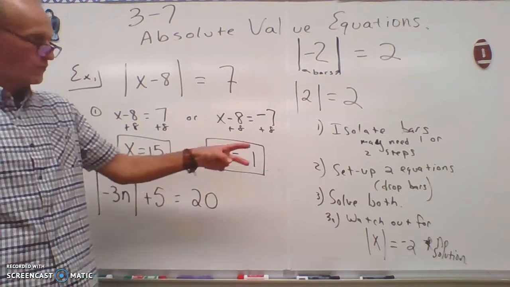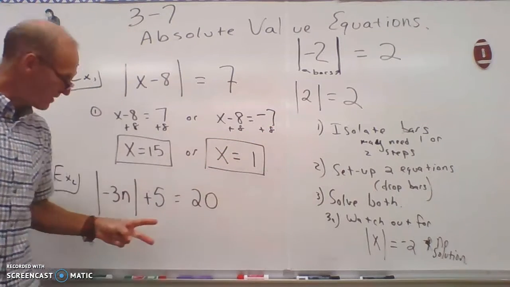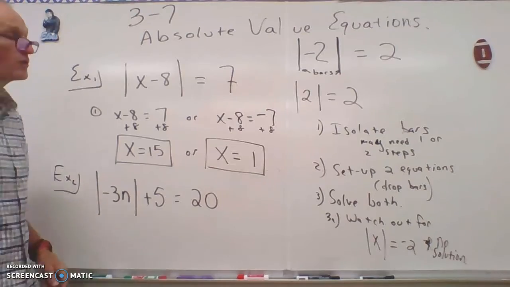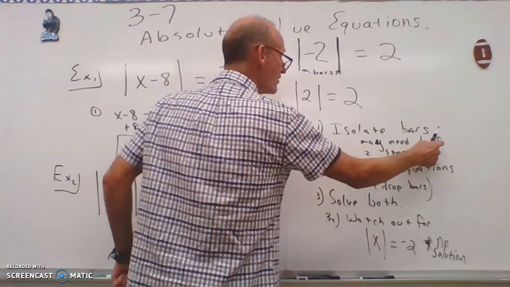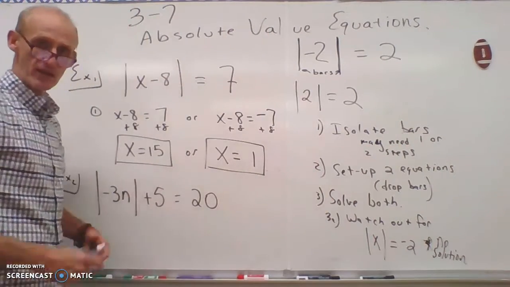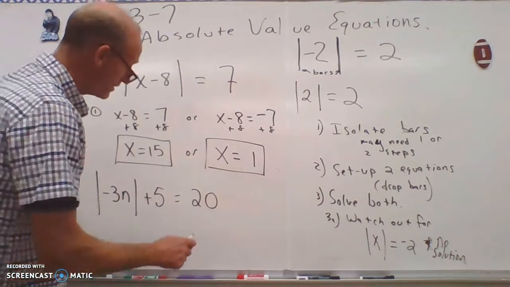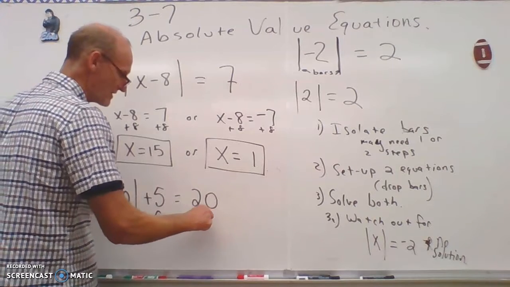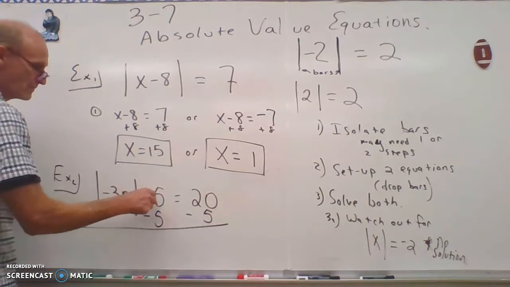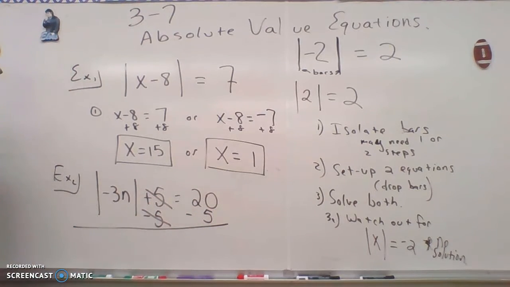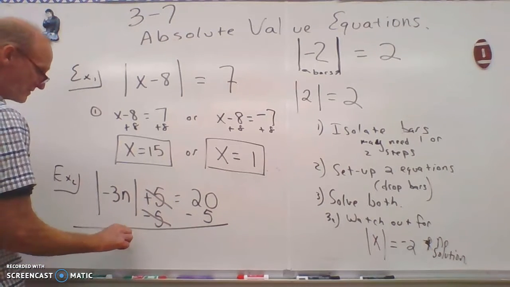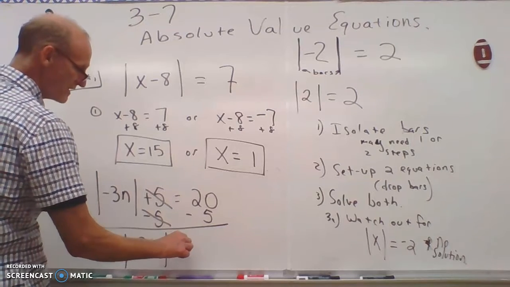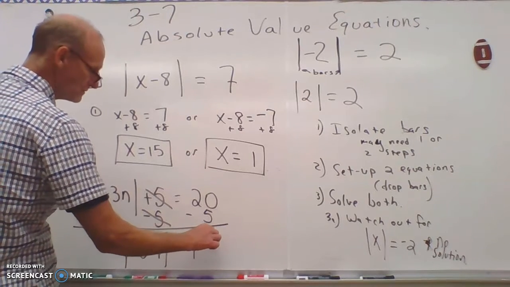Now, so when you isolate the bars, these bars are not isolated because this term, plus 5, is with it. So like I said, you may need one or two steps to isolate the bars. So the one step I'm going to make in this example is subtract the 5 from both sides to isolate the bars. Now, I end up with the absolute value of negative 3n equals 15.